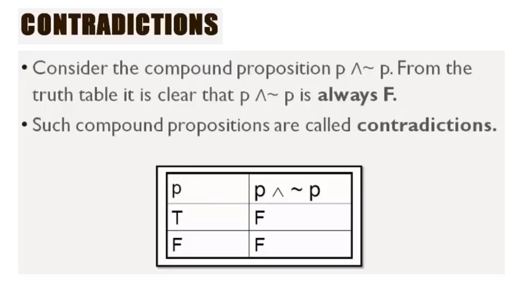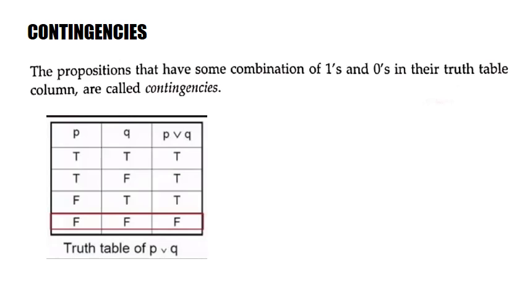As the table indicates, P is true and P disjunction complement P results also true. But even if P is false, P disjunction complement P results true. That means the output is true irrespective of what the inputs are. That is called a tautology.